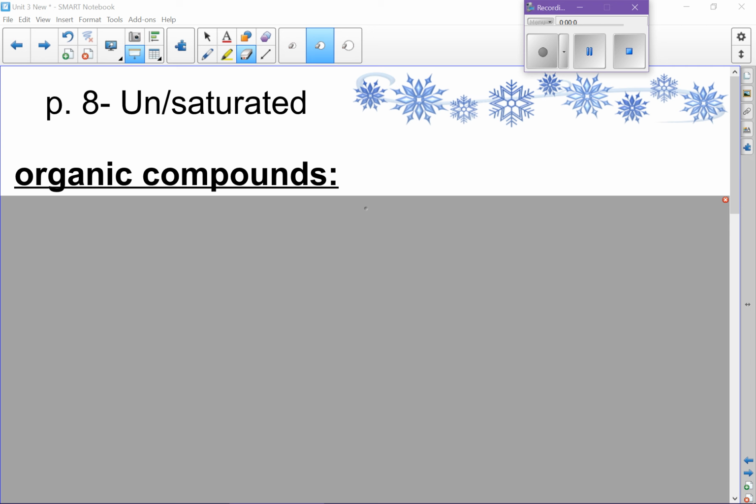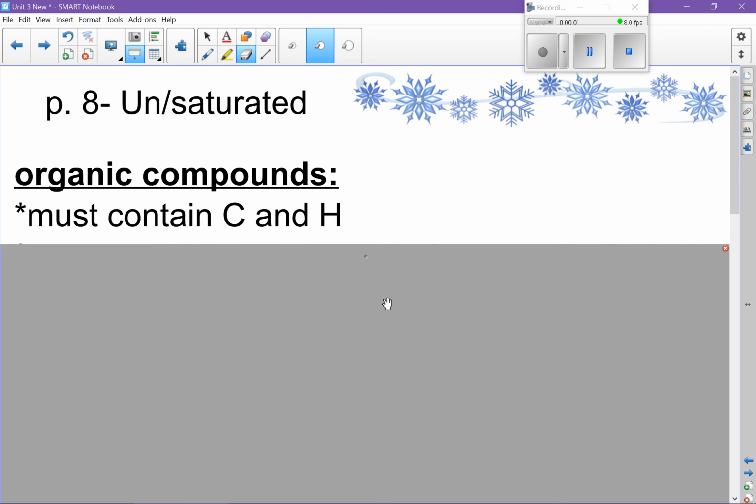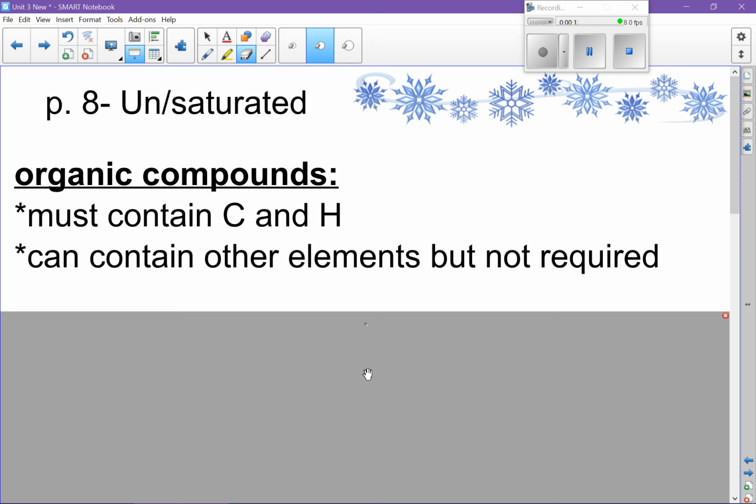Hi guys, we're going to talk more about those organic compounds. Just a quick review: remember that organic means it has to have carbon and hydrogen. It might contain other elements, but it doesn't have to. If it does, that's okay, but as long as it has C and H, that's what it means for it to be organic.